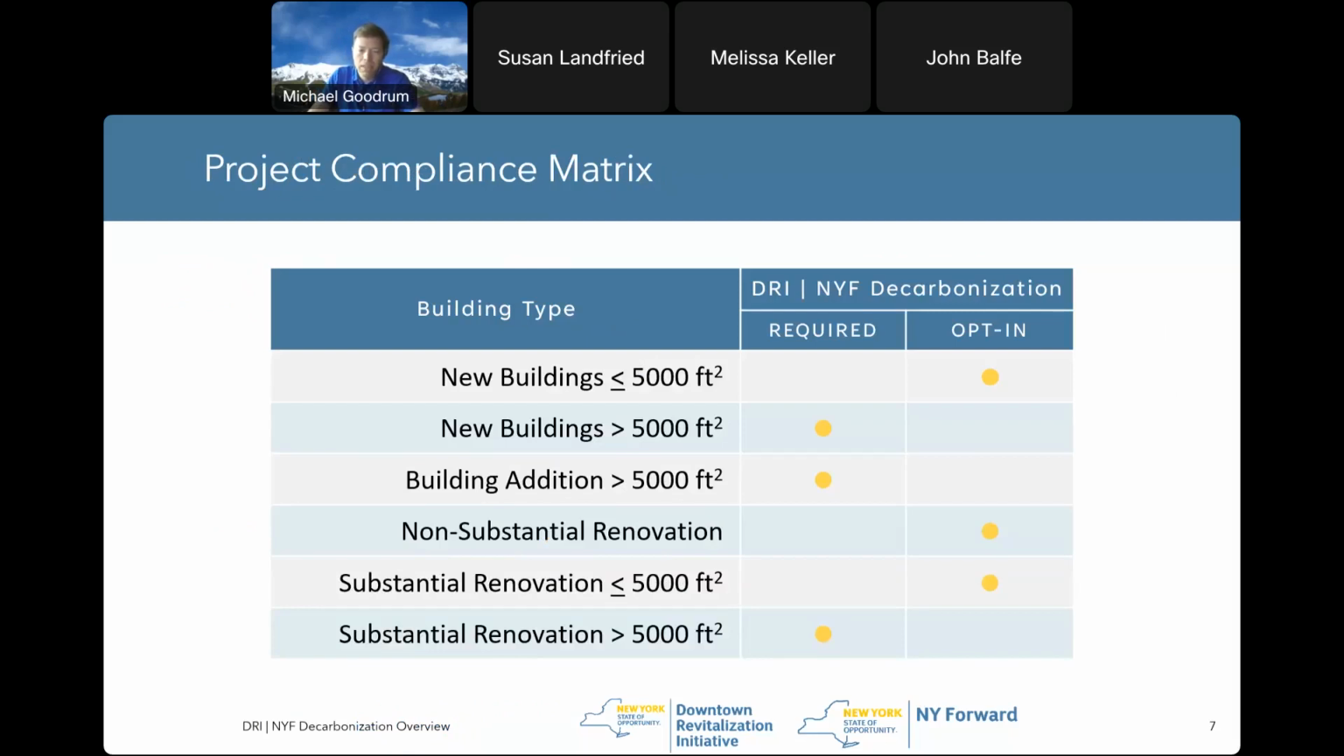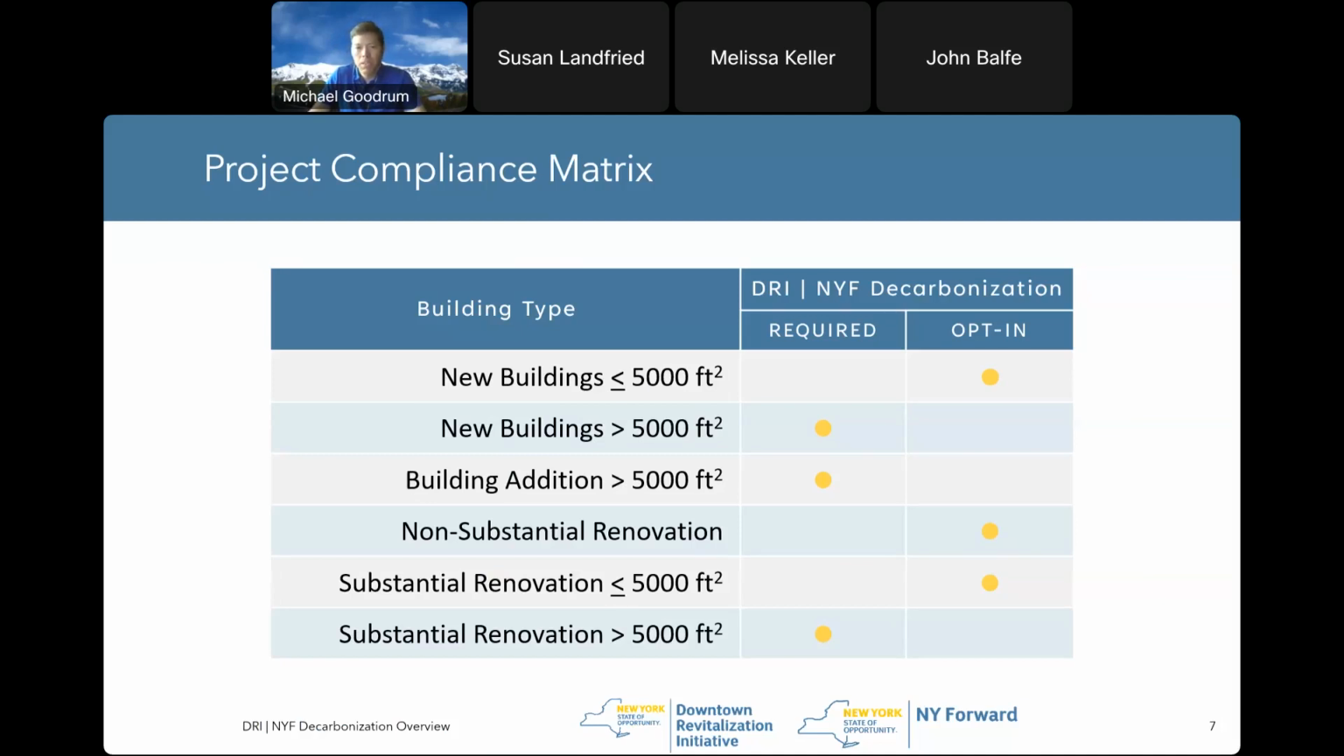Now we'll give just some quick overview of the decarbonization compliance within the DRI and New York Forward programs. Basically, this is a matrix of who would need to comply or who'd be required. Projects that are over 5,000 square feet, whether they're new buildings or building additions or substantial renovations, would be required. And those that are under 5,000 square feet, or maybe don't meet the definition of substantial renovation, would be encouraged to opt in.